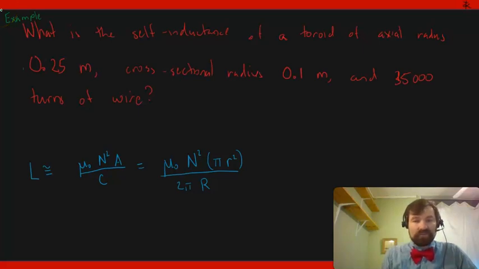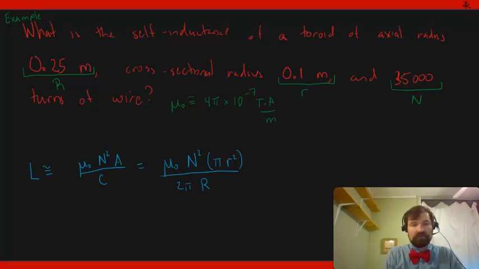And again, this one right here, this is your axial radius, this would be your big R. This is your cross-sectional radius, this would be your little r. And this 35,000, this would be your value for n. And of course, parenthetically, you know that mu naught is 4 pi times 10 to the negative 7. Right. So we would want to then plug in the numbers from above.